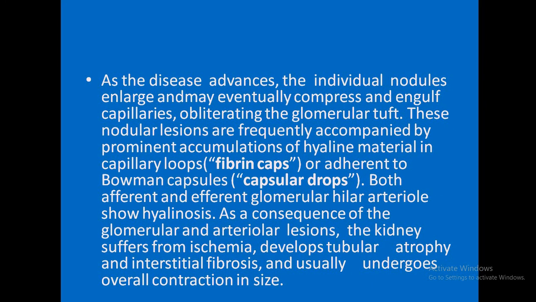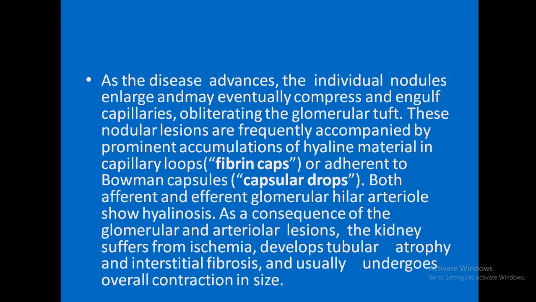As the disease advances, the individual nodules enlarge and may eventually compress and engulf the capillaries, and this obliterates the glomerular tuft. These nodular lesions are frequently accompanied by accumulations of hyaline material in capillary loops called fibrin caps, or adherent to the Bowman capsules, also called capsular drops. So the hyaline material may be in the capillary loops called fibrin caps, or it could adhere to the Bowman capsules called capsular drops.